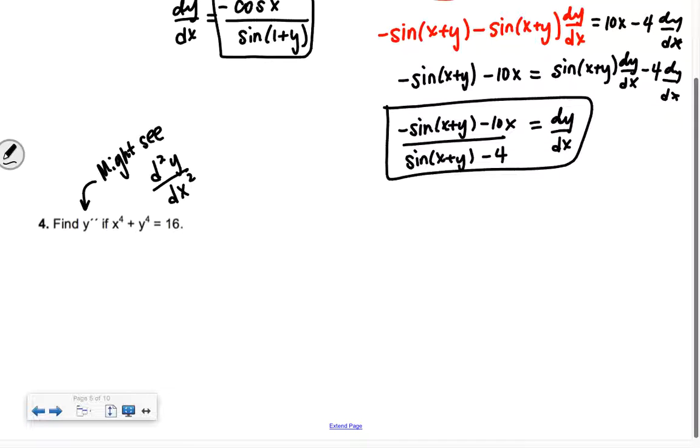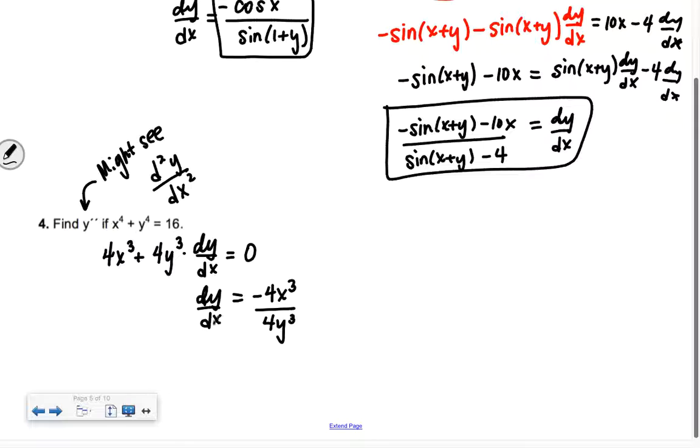Okay, so we take the derivative. So I'm going to have 4x cubed plus 4y cubed times dy over dx equals 0. And I'm able to solve for my dy over dx. I'm going to subtract my 4x cubed over, and then I'm going to divide by my 4y cubed to leave me with just dy over dx. And I can simplify to negative x cubed over y cubed. So that's the first derivative. That's the same as y prime, right?